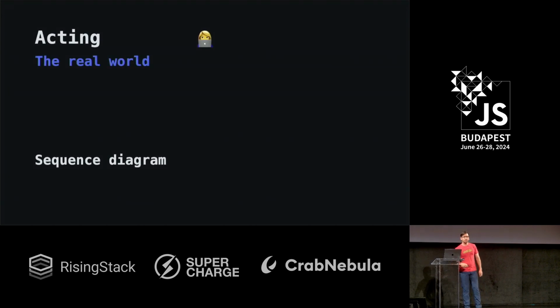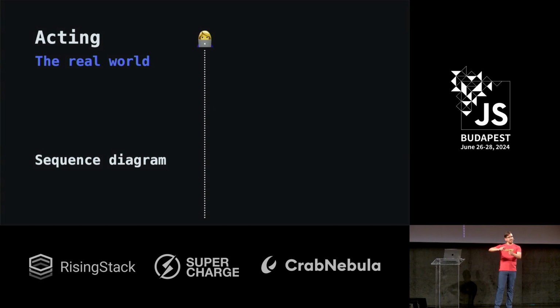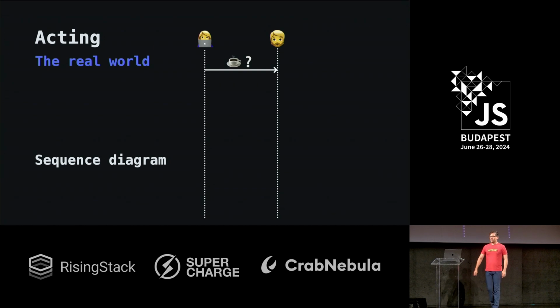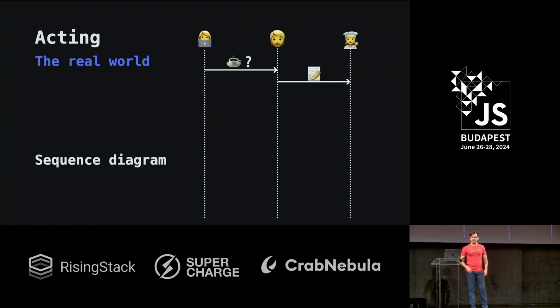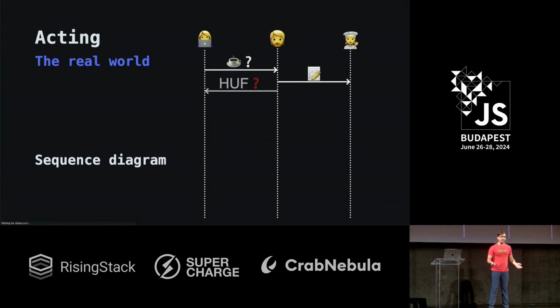So in the real world, we express actors via sequence diagrams, just like those lines of communication that you saw in the previous slide and in previous talks too. So, for example, someone might ask for a coffee, and then you might have multiple actors involved. So the cashier might be asking the barista, hey, this person just ordered a coffee, can you start making it?